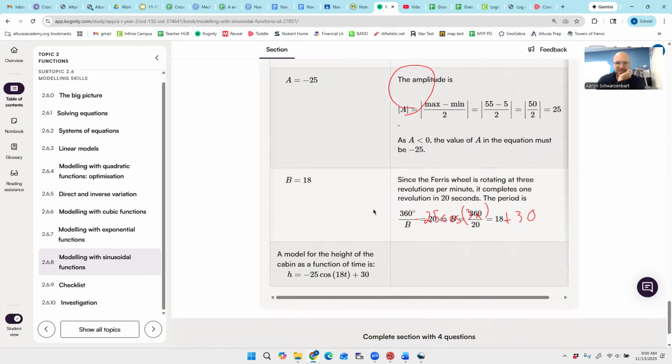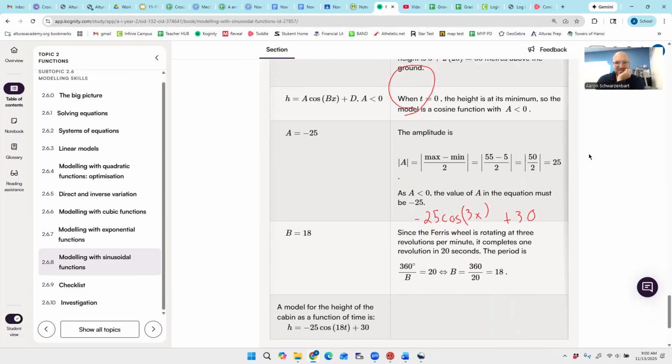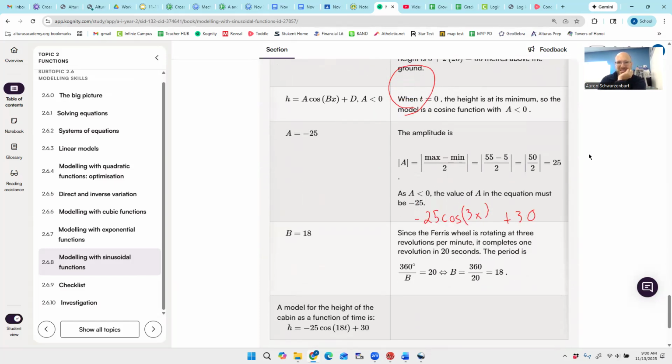Why 18t? 3 revolutions per minute means it completes 1 revolution every 20 seconds. And t is in, I was thinking it was in minutes. They want t in seconds. So it's every 20 seconds. That means my period is 20 seconds equals 360 over B. And B was then 18. So it's not 3, it's 18.